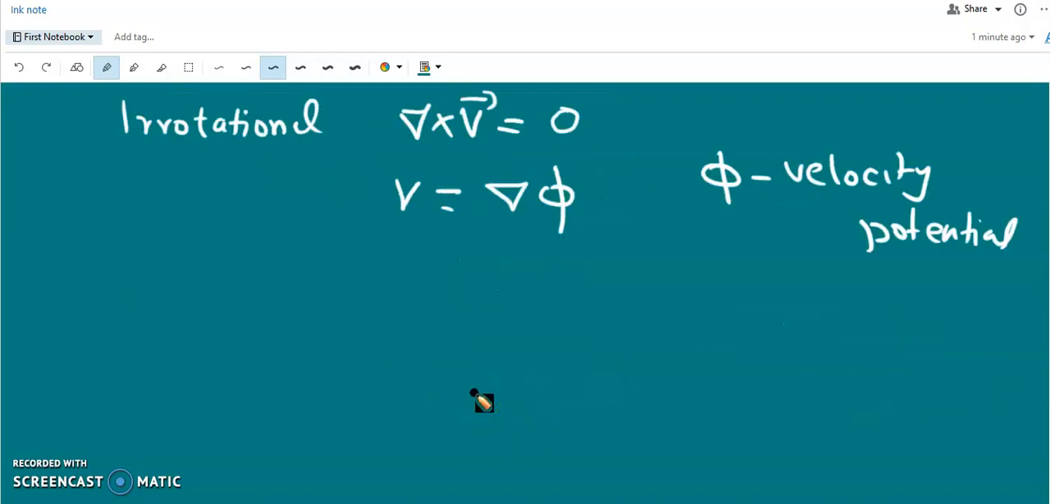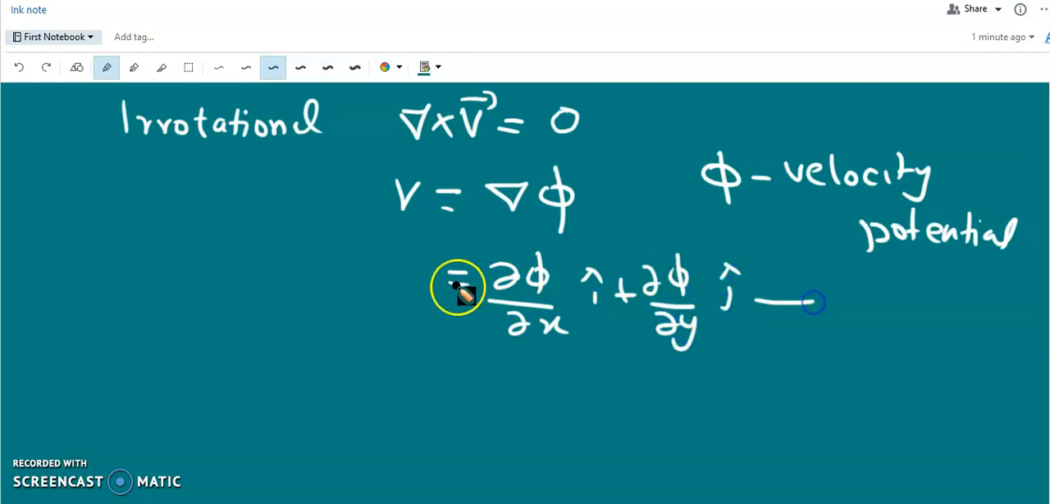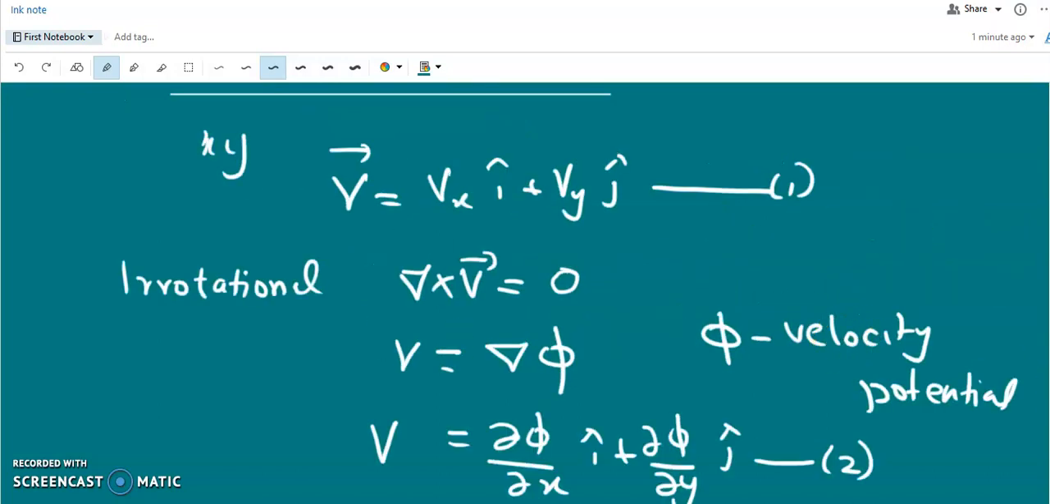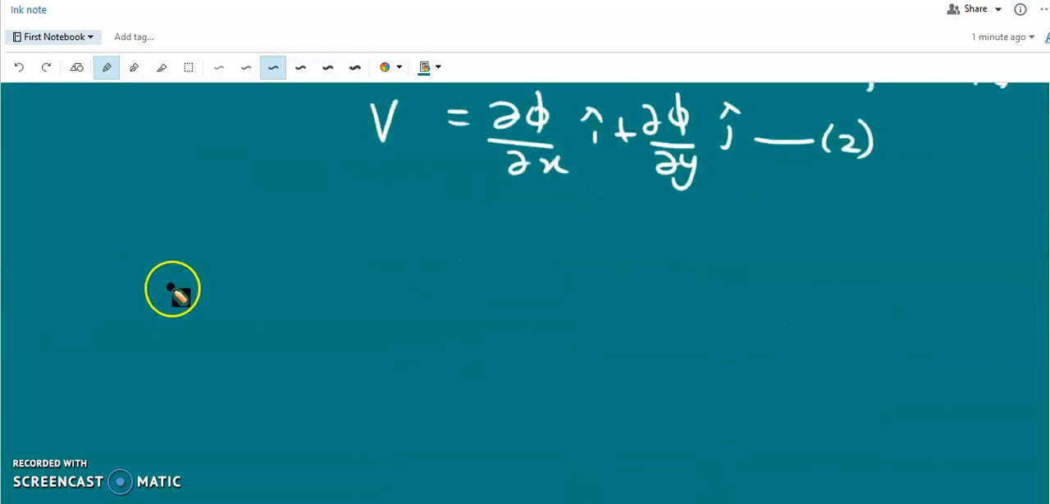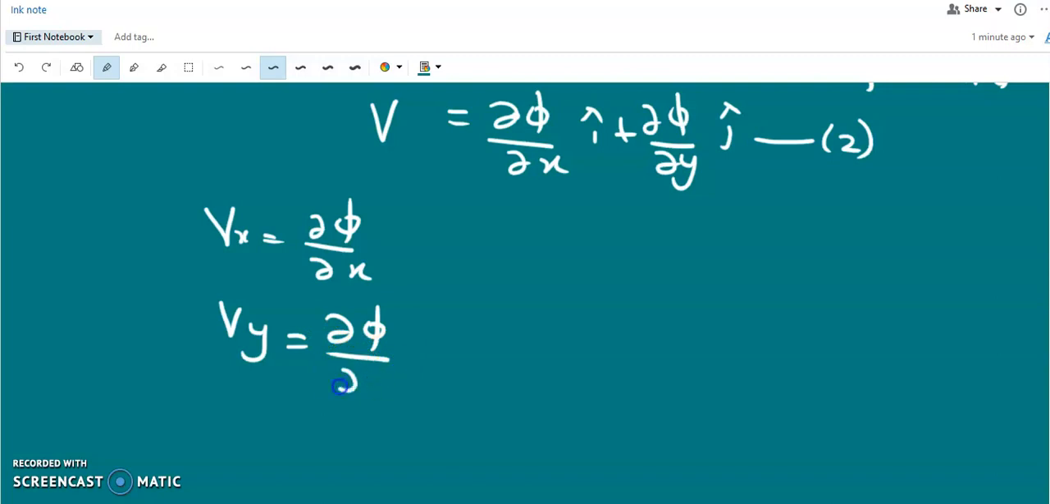So in 2 dimensions, gradient of phi can be written as dou phi by dou x i cap plus dou phi by dou y j cap. So this is our velocity. So this is our equation number 2. So comparing equations 1 and 2, we can write Vx is equal to dou phi by dou x and Vy is equal to dou phi by dou y.